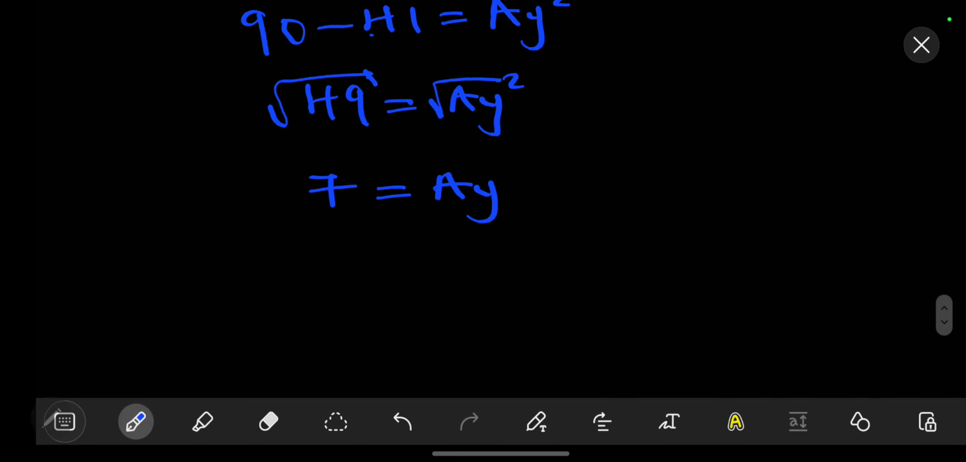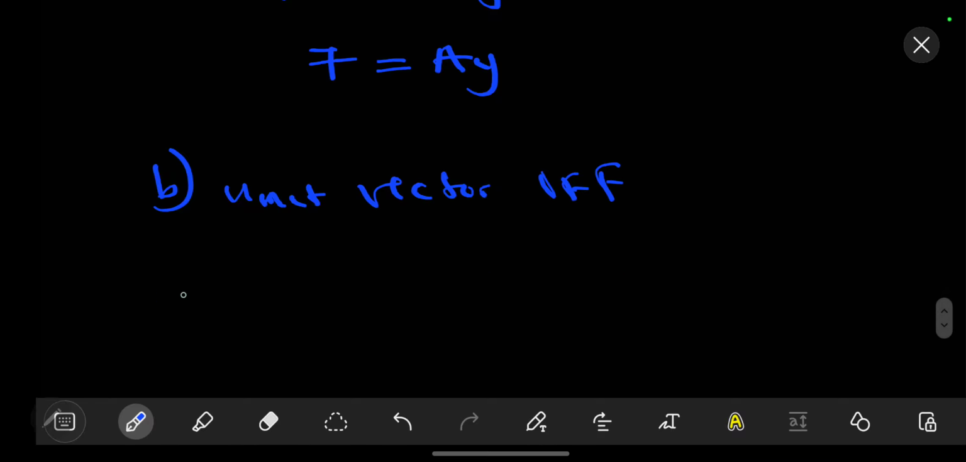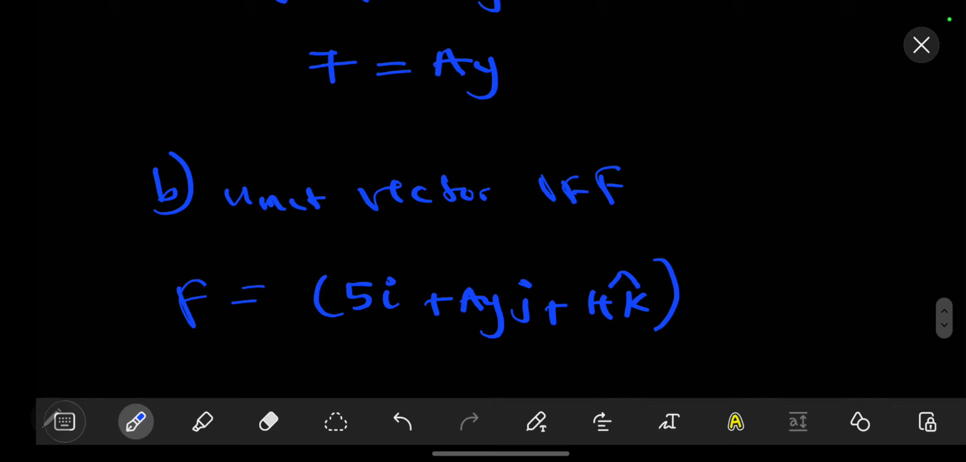So let's just do the last part. Let's say it tells you now to find the unit vector of f. So the unit vector of f. We know that our f was given as, so this was our f. Now we know the value of ay is 7.